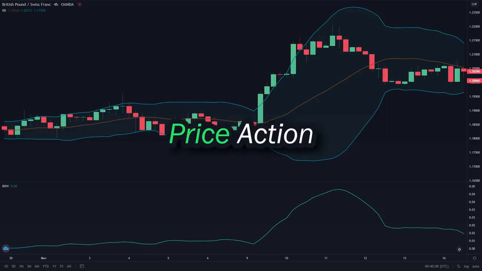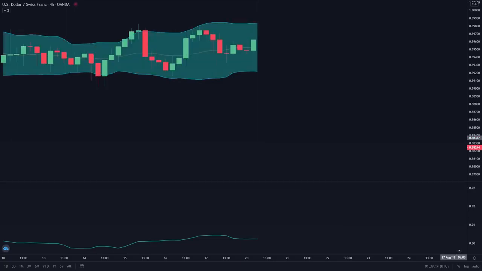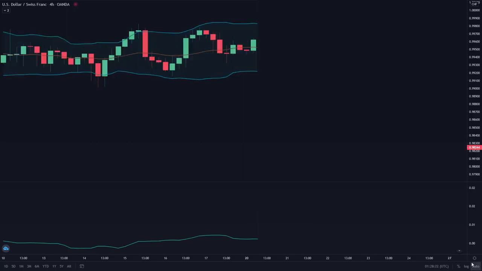Let me give you an example. So in this chart, we can spot a flat SMA, meaning that the market is on a range, and the two bands are contracting, which is also shown by a low BBW. Next, you can see that the bands are starting to expand, which can also be seen by the BBW rising.